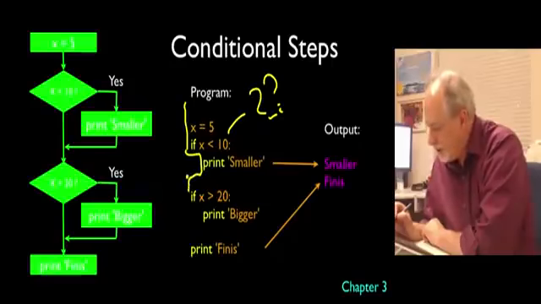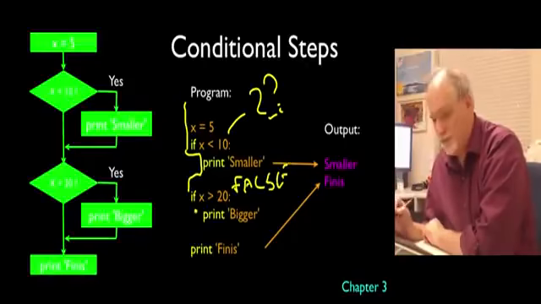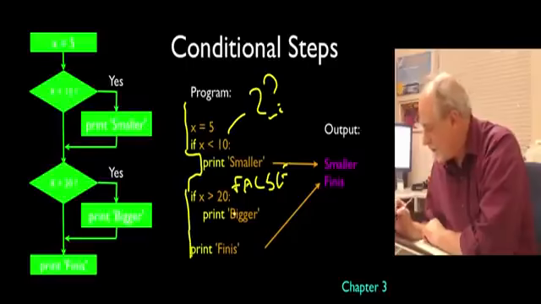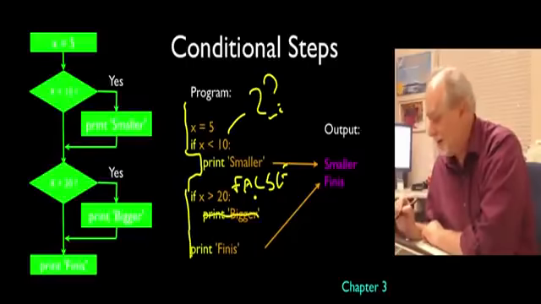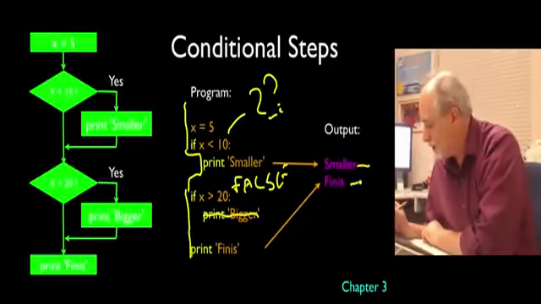And then we come back here, and we're going to do another one. If x is greater than 20, well, this turns out to be false. So we skip that. So bigger does not run. That line never runs. So the output is smaller, fini.